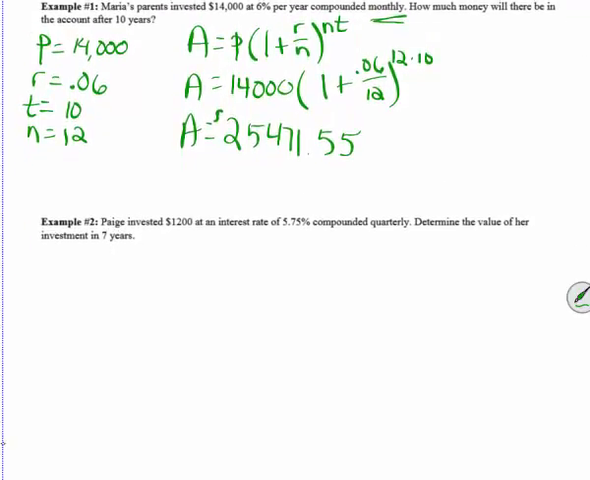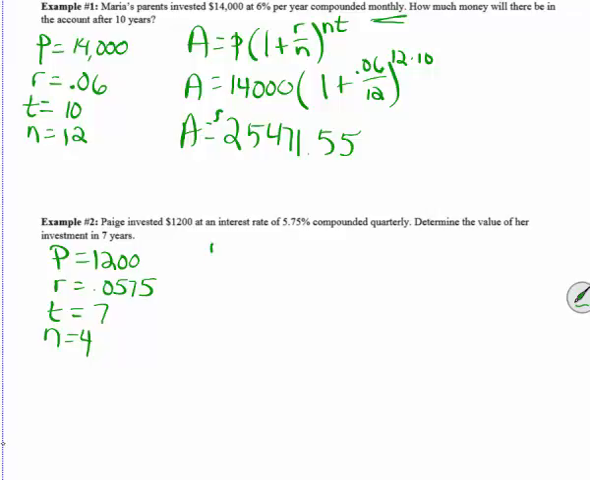So Paige invested $12,000 at an interest rate of 5.75% compounded quarterly. Determine the value of her investment in 7 years. So again, I have to go through and figure out, well, what are they telling me? What am I looking for? Right? So P is the amount that's being invested, $12,000. R, 0.0575, that's your interest rate. T is 7 years. This time it's quarterly, which means N is 4.